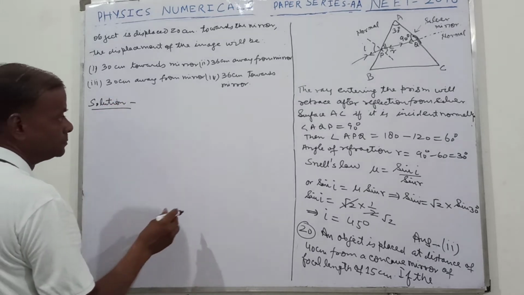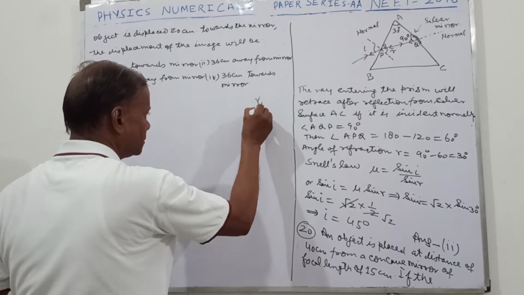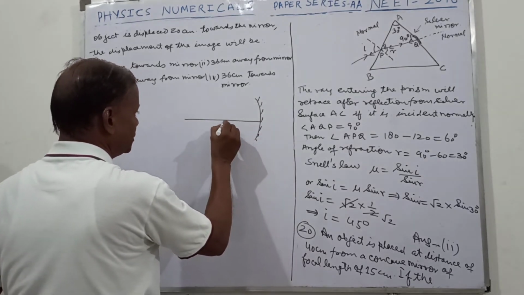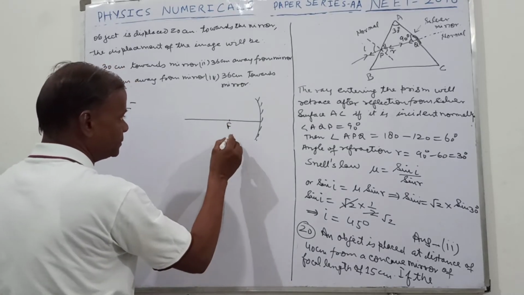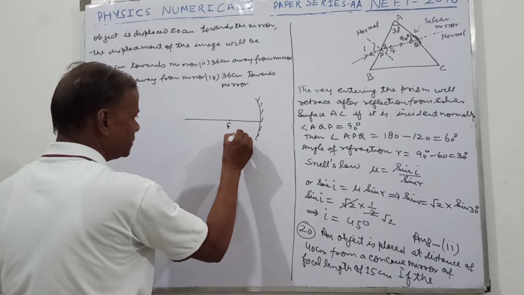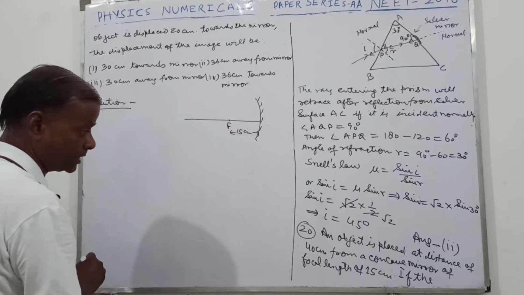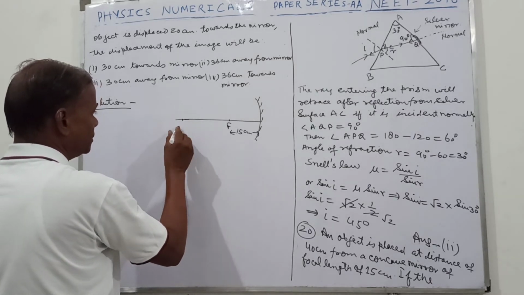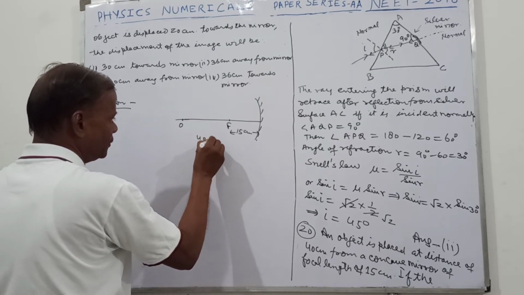Concave mirror. This is given to you, the concave mirror. This is the focal length f, and this is now your 15 centimeter. And the object is placed at 40 centimeter. Suppose this is your object O. This is now your 40 centimeter.